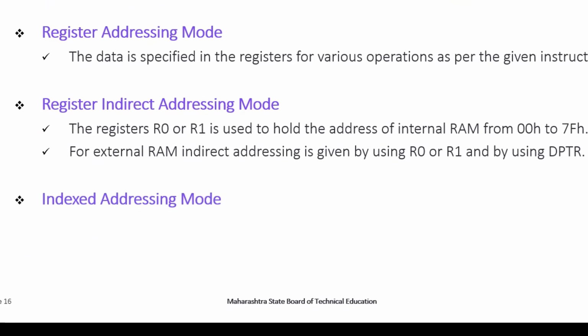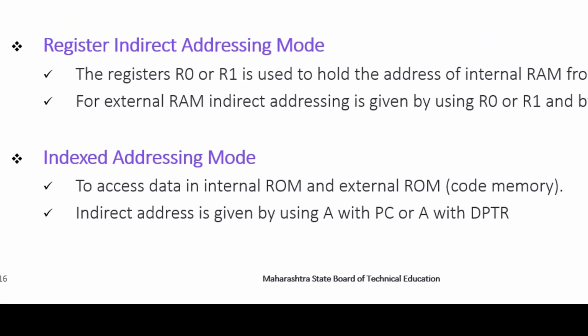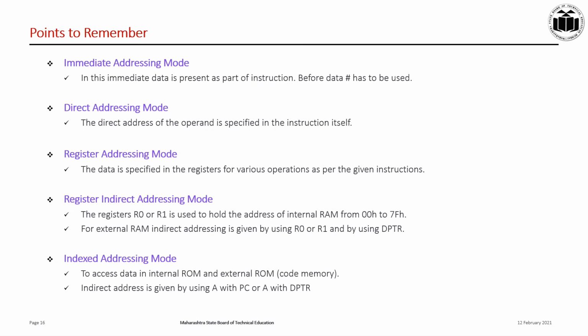Next is indexed addressing mode. This is used to access data in internal or external ROM, and indirect address is given by using A with program counter or accumulator with data pointer.